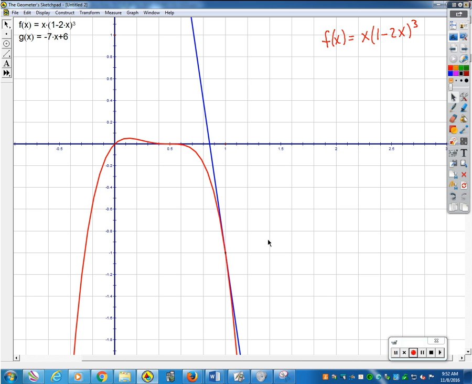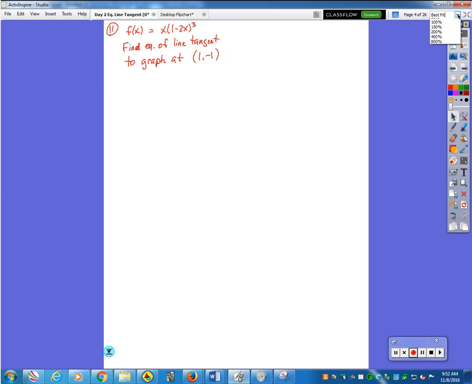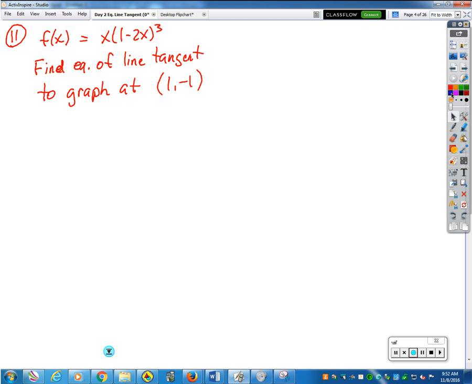Okay, we're trying to find the equation of that line. Is everybody clear on that? Good. So go back to our notebook. I'm trying to find the equation of a line tangent. First thing we do is write down the equation for any line.